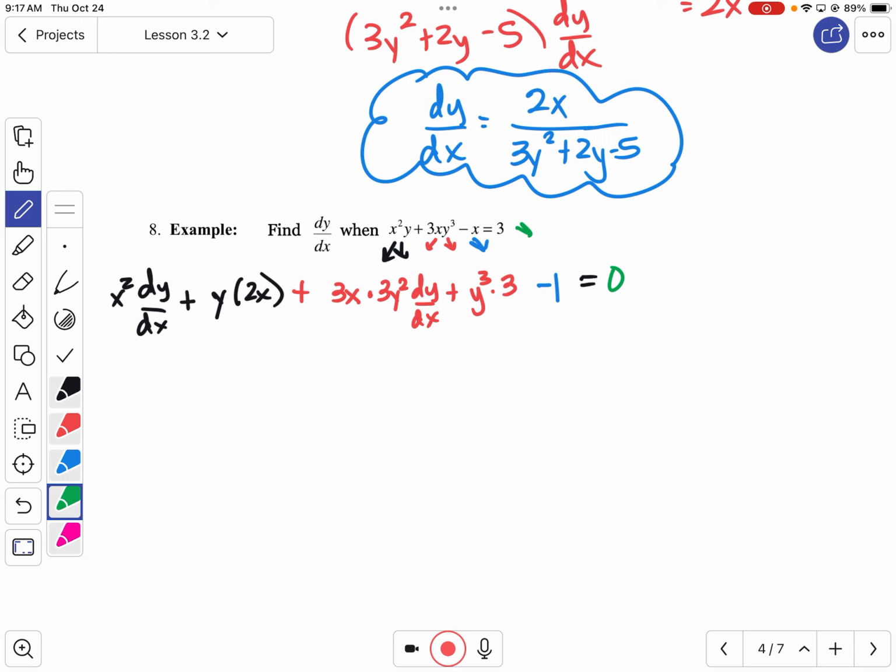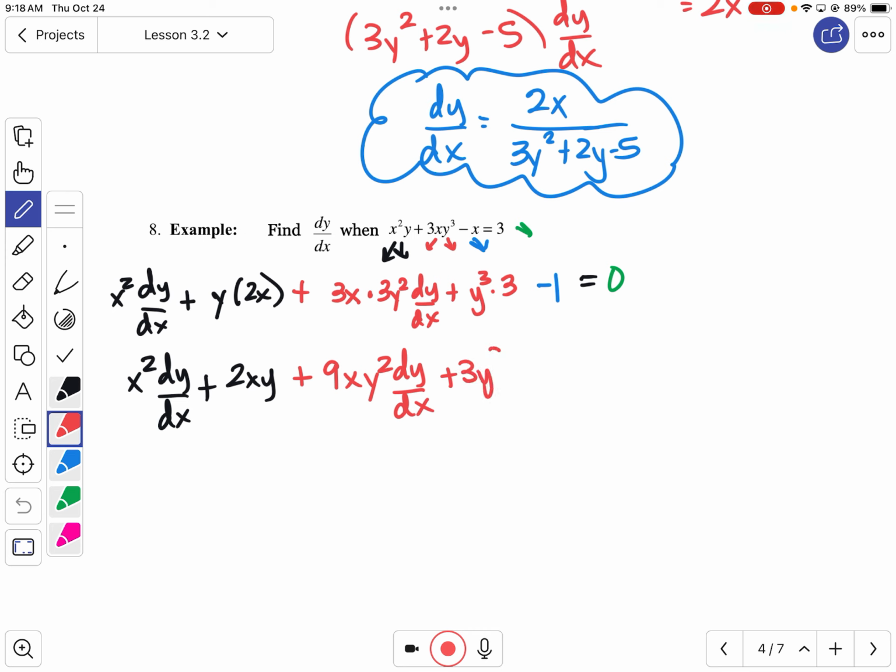Okay, so I'm going to organize a little bit better because there's a lot of mess going on. So I've got an x squared dy dx plus a 2xy, plus this next one, I've got a 9xy squared dy dx plus 3y cubed minus 1 equal to 0. I just combined everything so I don't miss anything. Everything that doesn't have a dy dx goes to the other side. Everything that does gets grouped and factored.